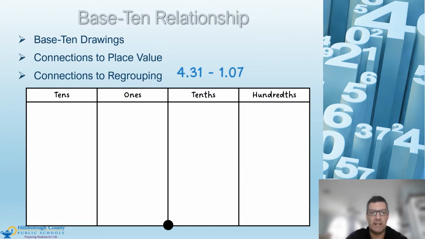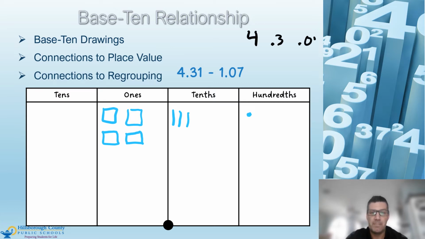Kids can then move on to drawing their base 10 blocks. This is the same problem, but we're just going to do it with drawings over base 10 blocks. I can still represent that same kind of regrouping. So I can think of this, even breaking it apart, as 4 ones, 3 tenths, 1 hundredth. I have enough to take away 1. I don't have enough hundredths to subtract 7 hundredths.